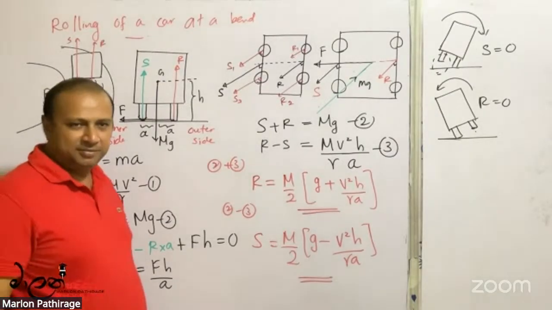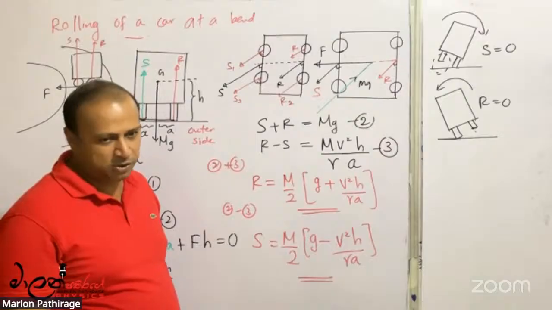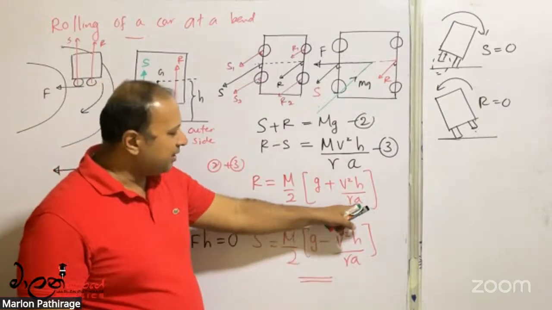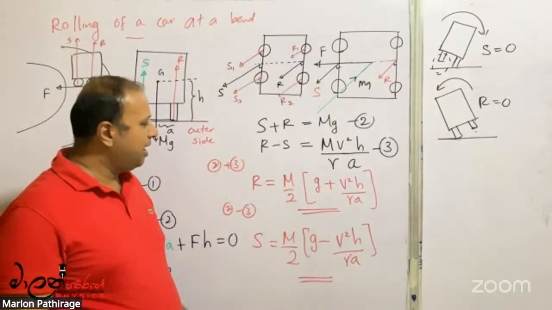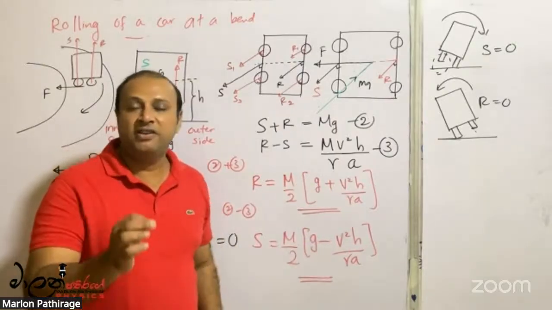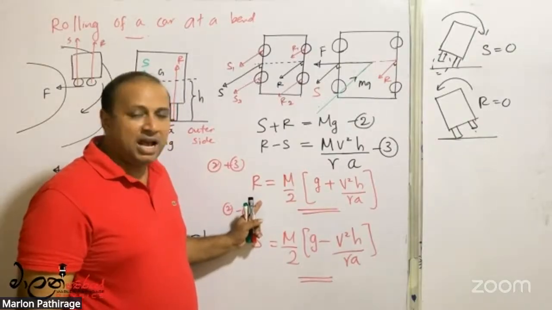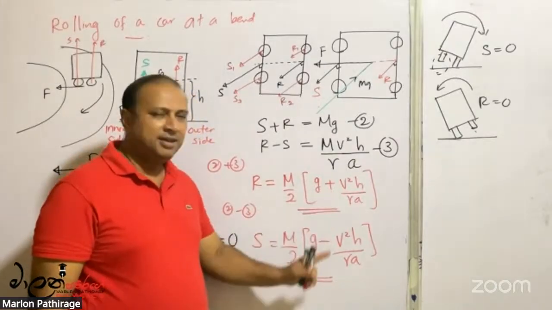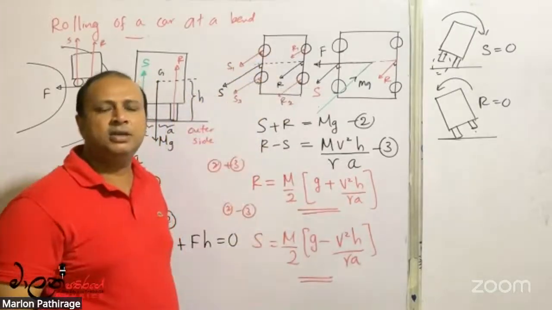So you know this thing. Here V square is a positive value. H also positive. R, A also positive values. G also positive values. Therefore, as all the physical quantities are positive values, definitely R will never be equal to 0 because there's a plus sign. Therefore, all these values are higher than 0.